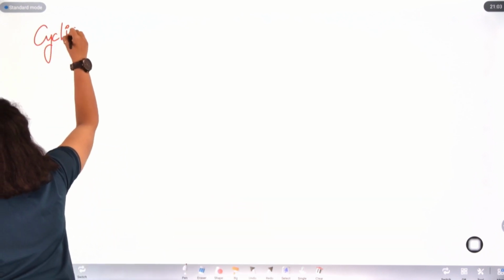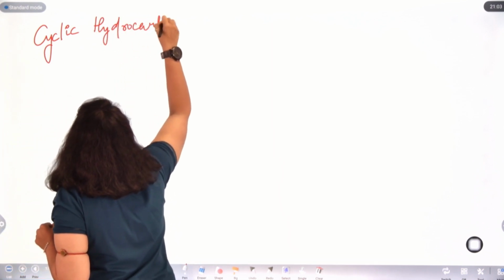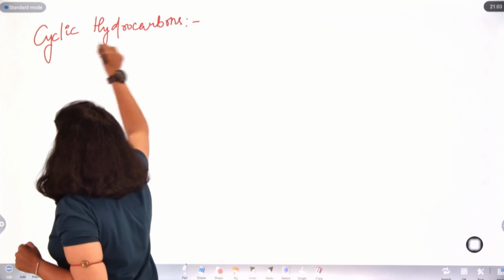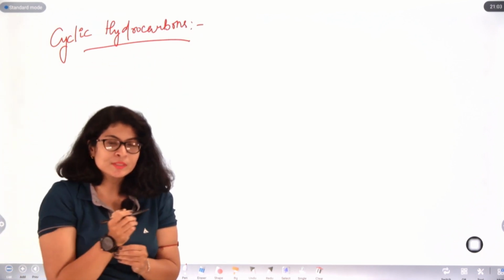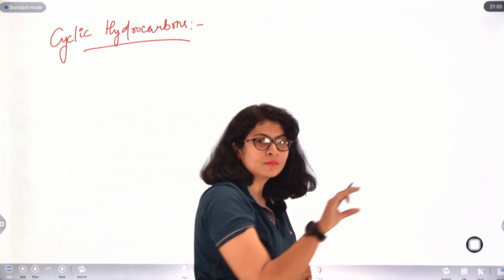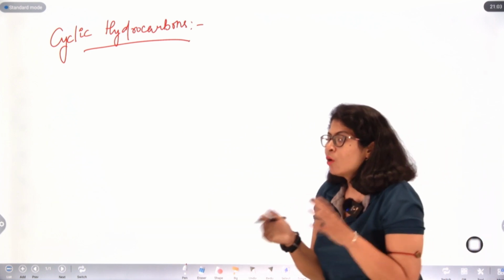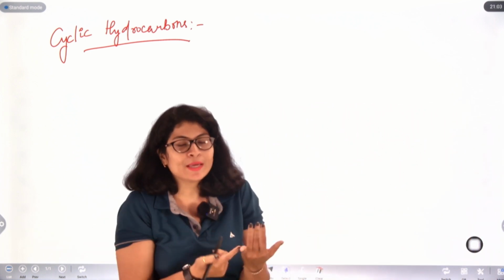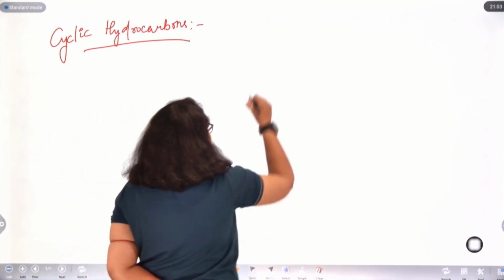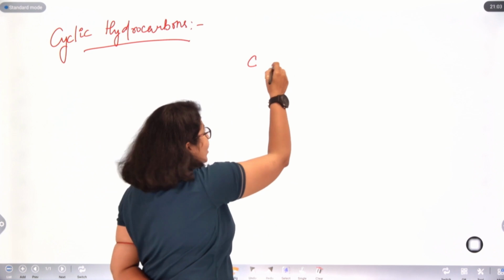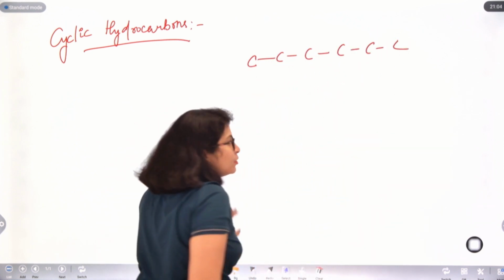Cyclic hydrocarbons. What are hydrocarbons? The compounds of carbon and hydrogen only are called hydrocarbons. When they are arranged in a straight line or straight chain fashion, they are called straight chain alkane, alkene, and alkyne. When they are arranged in a cyclic manner, like if I say 6 carbon atoms are arranged in a chain, right? 1, 2, 3, 4, 5, 6. They are arranged in a chain fashion.